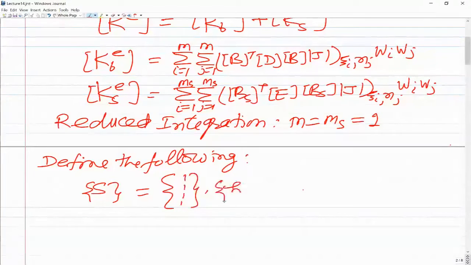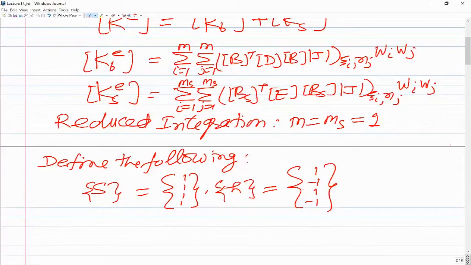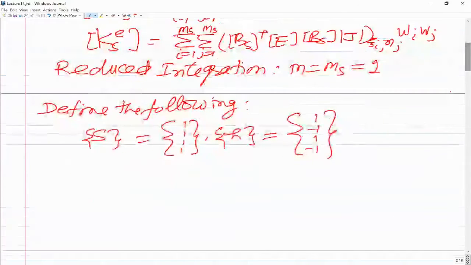And then let us define vector h. Let us say this vector is 1, minus 1, 1, minus 1. This typically depicts the hourglass mode. Alternately at the nodes you have w positive, then negative, positive, negative. This h represents the hourglass mode, where w is alternately plus and minus, or theta x is alternately plus and minus, or theta y is alternately plus or minus.